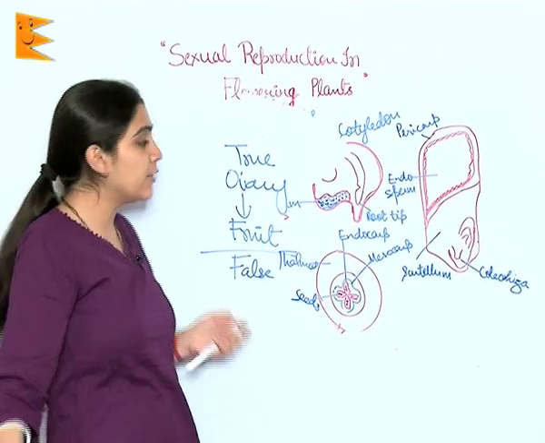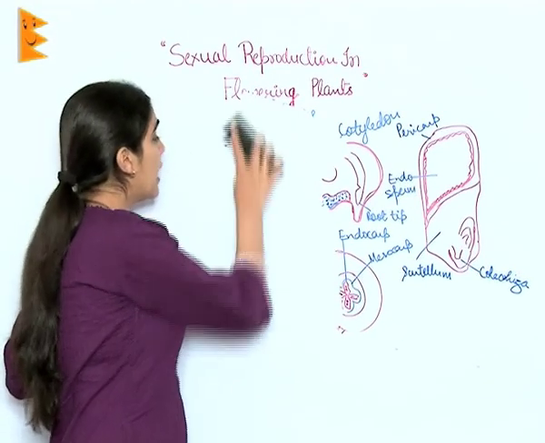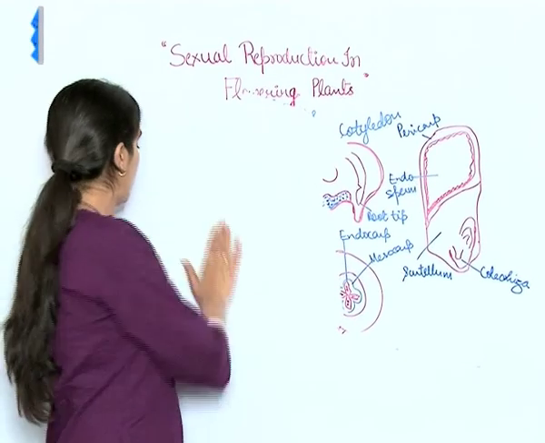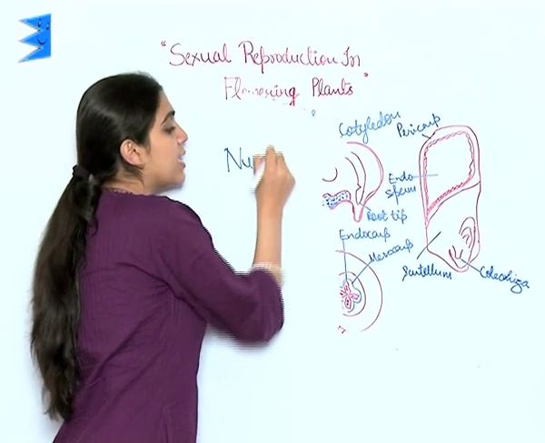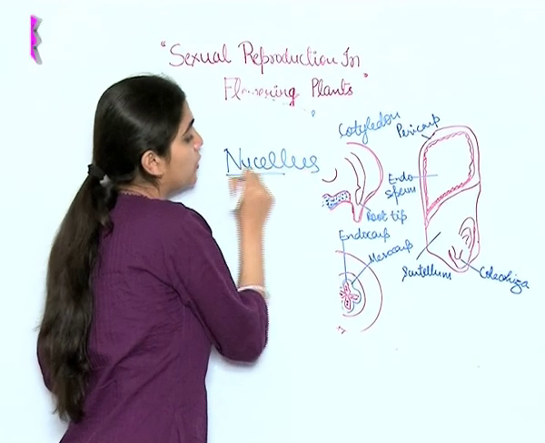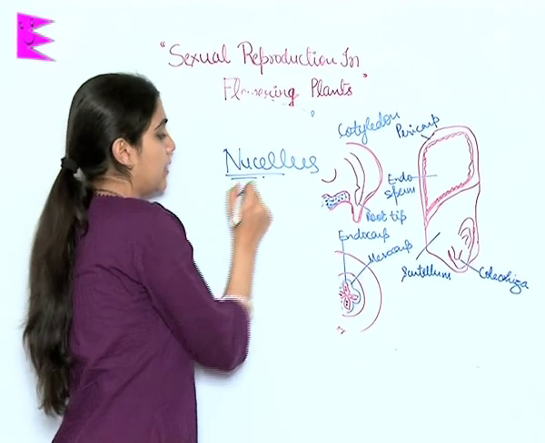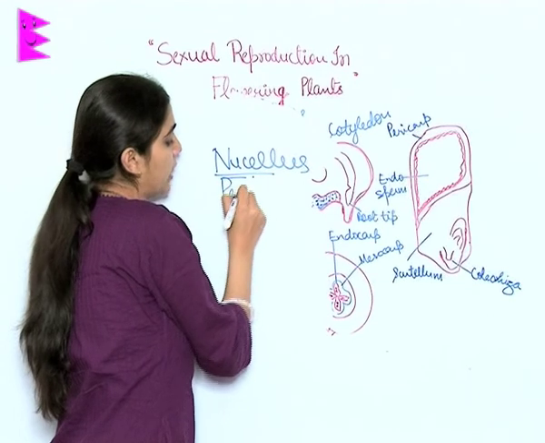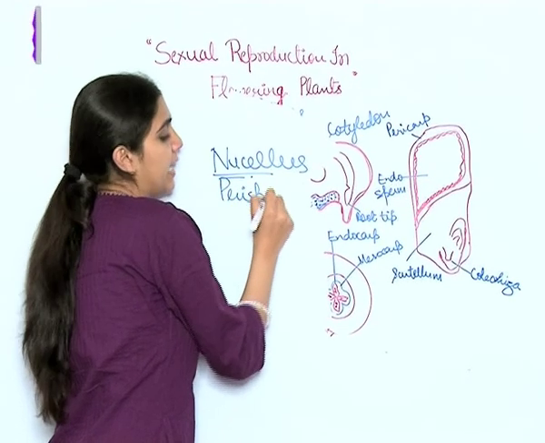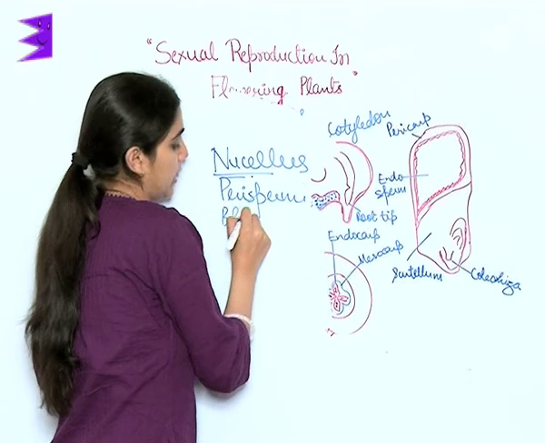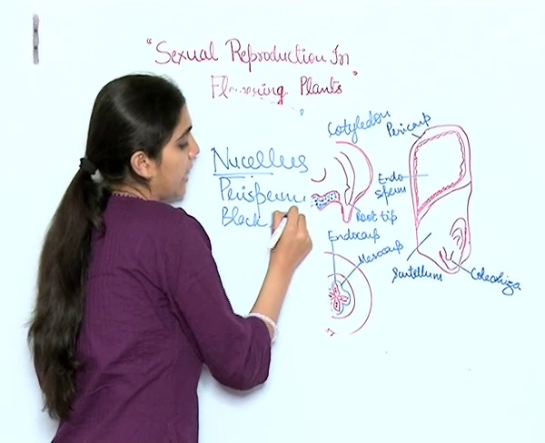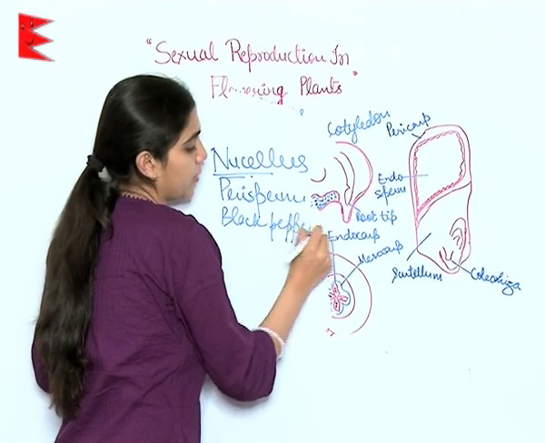Now, in certain seeds, like in the case of black pepper, nucellus is also found to be present. This nucellus is known as perisperm. This is found in the case of black pepper.